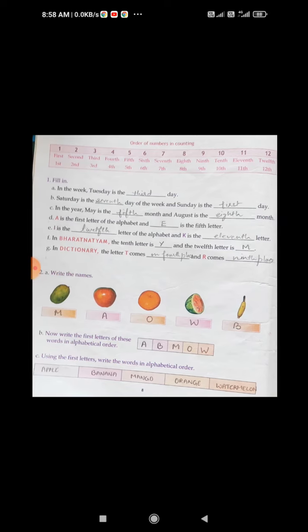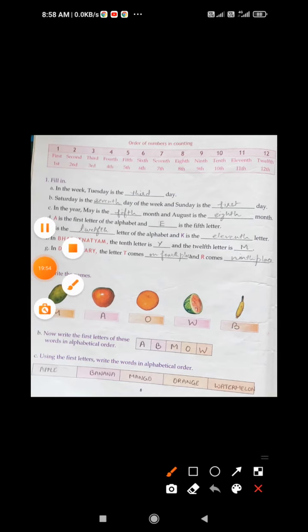Come to page number 8. Here you have to write ordinal numbers like this: first, second, third, fourth, fifth, sixth, seventh, 8, 9, 10, 11, 12.